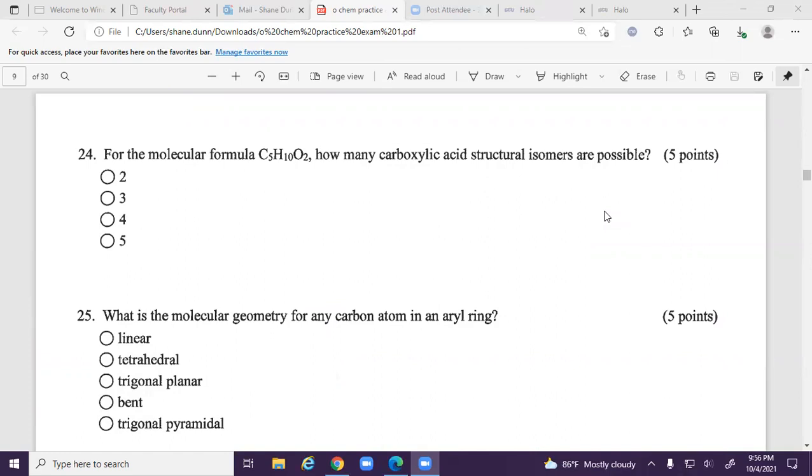Hey, carboxylic acid, what's the formal structure? R, C, double bond, O, OH. Where can this guy be found? Has to be found on a primary carbon. Has to be near the end of something. Do you see that? Because it has one R group.